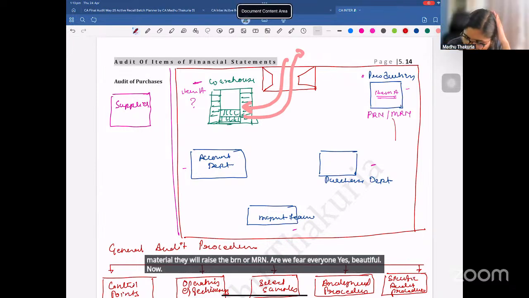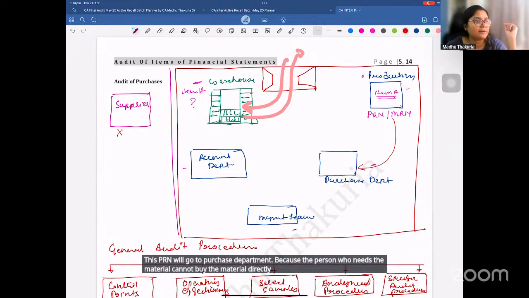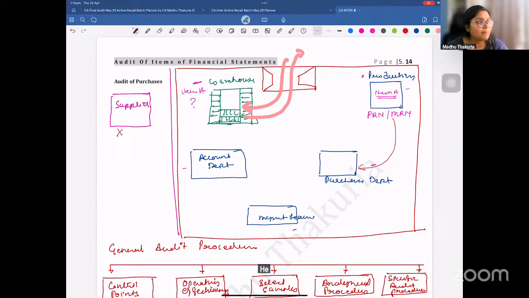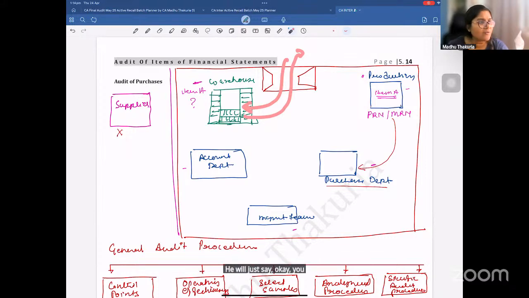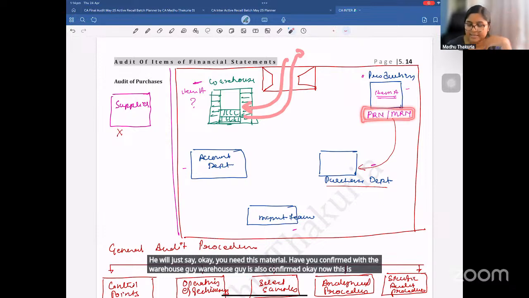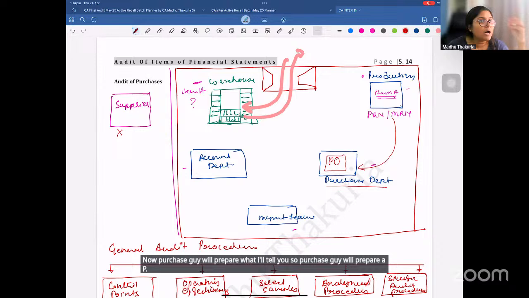Now, this PRN will go to the purchase department, because the person who needs the material cannot buy it directly from the supplier. He will send this PRN to the purchase department. Now the purchase department will understand whether this requirement is correct or not. He will ask, you need this material? Have you confirmed with the warehouse guy? The warehouse guy is also confirmed. Okay. Now this is the requirement he has raised. Now the purchase guy will prepare what? I'll tell you. The purchase guy will prepare a PO. What is PO? A purchase order.